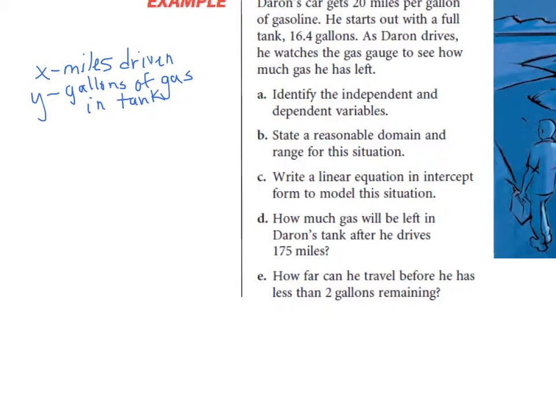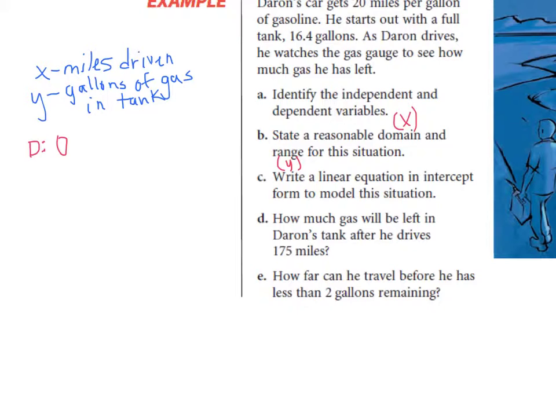Okay. B is asking us to state a reasonable domain and range. Well, remember our domain is our X values and our range are our Y values. Okay, and for a reasonable domain, we know that we start with 16.4 gallons before we start driving. So that means that we're starting with 0 miles. Okay? And we don't want to think about once we use up all of our gas.